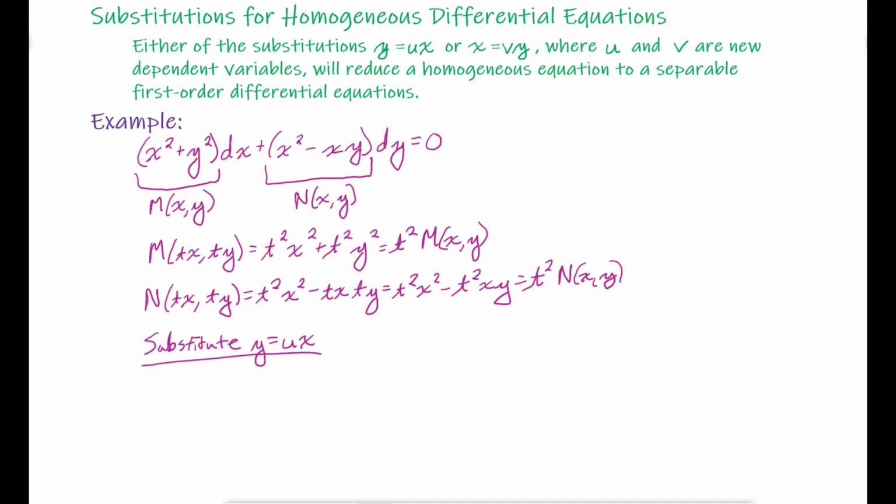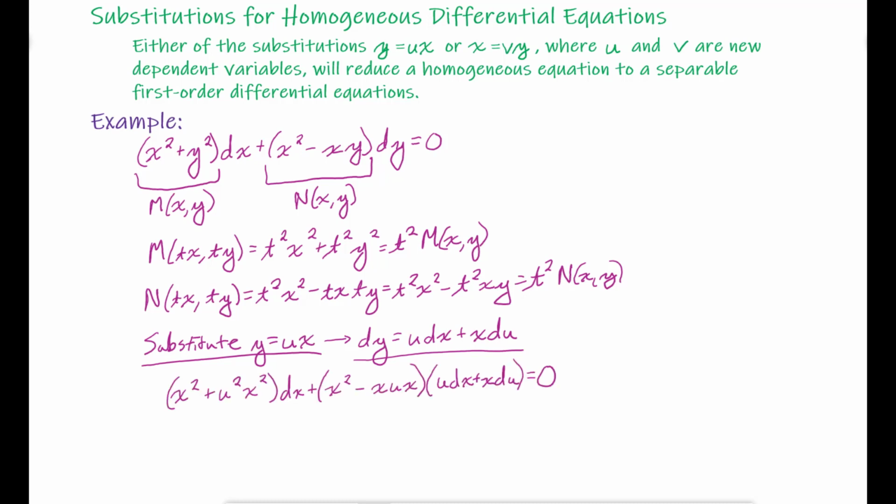So when I substitute in y equals ux, I'm going to replace all of the y's with u times x, and I need to replace dy as well. To find what I'll replace dy with, I need to take the derivative of this equation. So I'll be substituting in for dy u dx plus x du. So now all that I have to do is make these substitutions into my initial homogeneous differential equation.